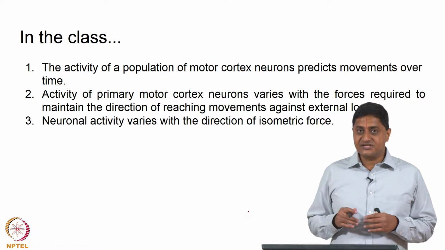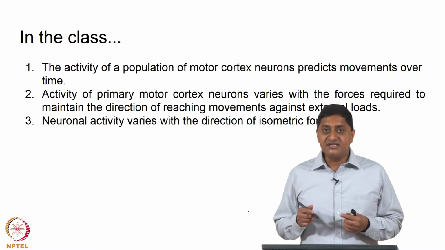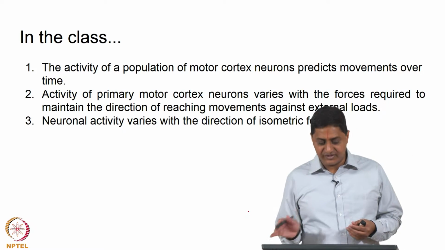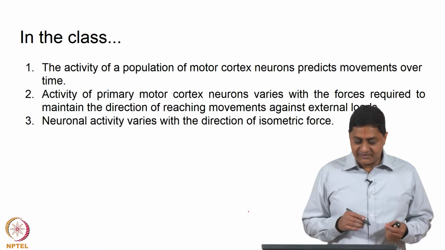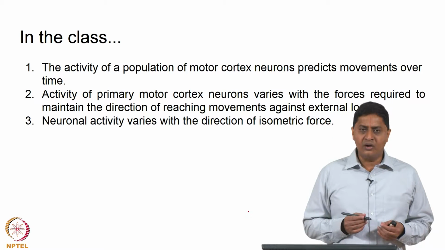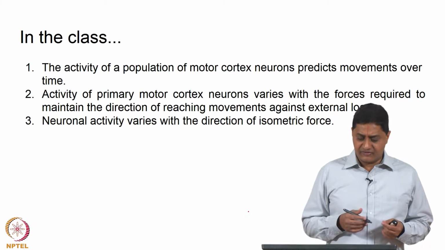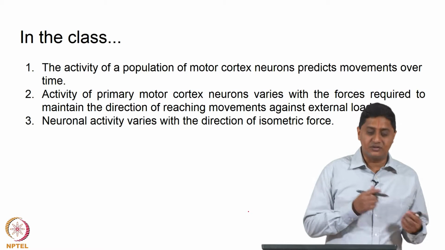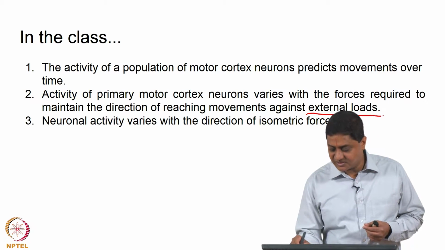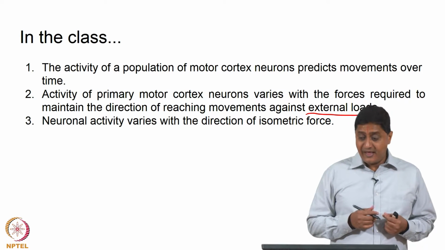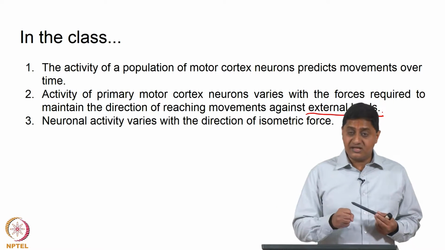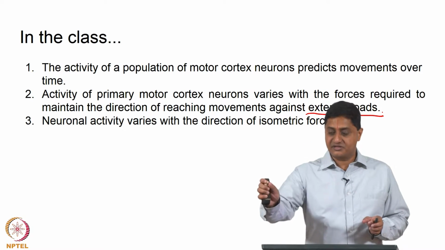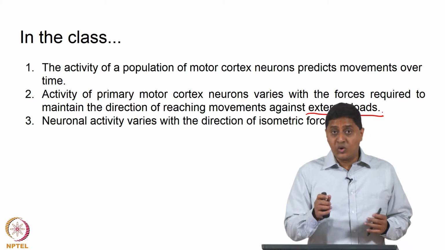In today's class we will discuss something else. We will discuss the instantaneous trajectories being predicted by populations of neurons. In the second topic, we will be discussing how the activity of M1 neurons varies depending on the forces required to maintain the direction against external loads. What is the difference between the previous case and this case? In this case, the monkey's movement is in a particular direction. Let us suppose the monkey is moving in that direction. It is possible that there is no load that is acting.